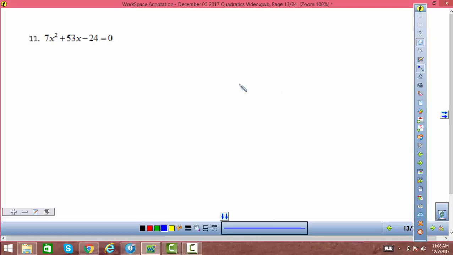In this video, we'll continue to solve quadratic equations by factoring when the lead coefficient is not 1 and I can't divide the whole equation by the lead coefficient to get it to be 1. So the process is to multiply the lead coefficient times the constant term. So we're going to multiply 7 times negative 24. And that comes out to negative 168.